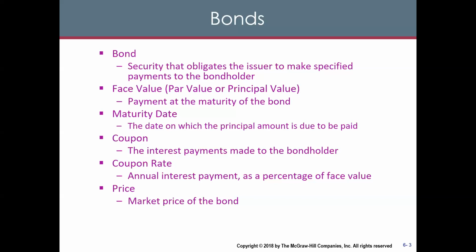Next, there are a few things that you need to care for a bond. The first is the face value. It's also called par value or principal value. It's the payment at the maturity of the bond, and usually the face value of bonds is $1,000. If you see a question that didn't tell you specifically what the face value is, just by default, it's $1,000.